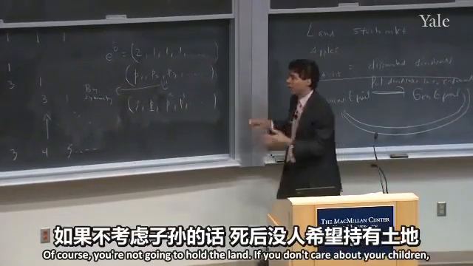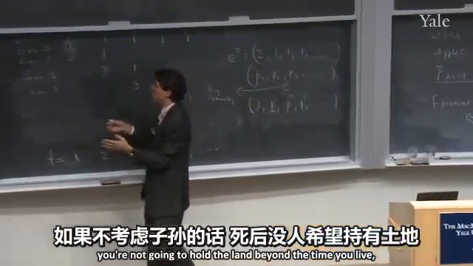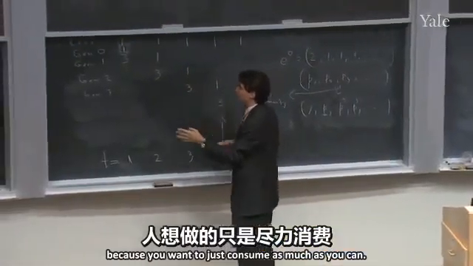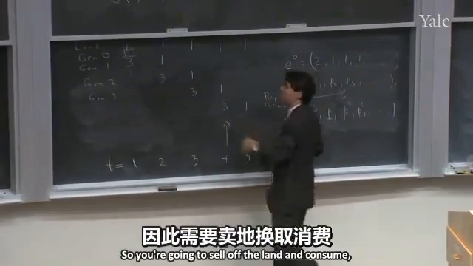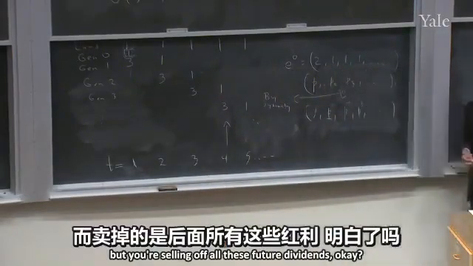Of course you're not going to hold the land. If you don't care about your children, you're not going to hold the land beyond the time you live because you want to just consume as much as you can. So you're going to sell off the land and consume, but you're selling off all of these future dividends.